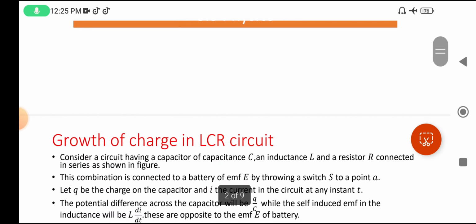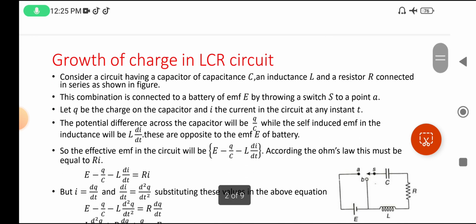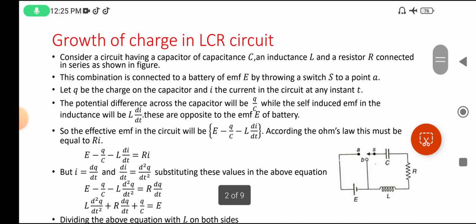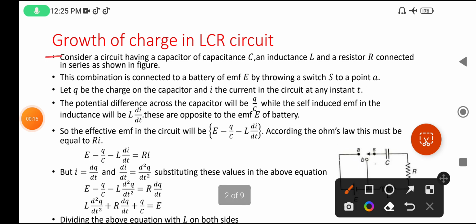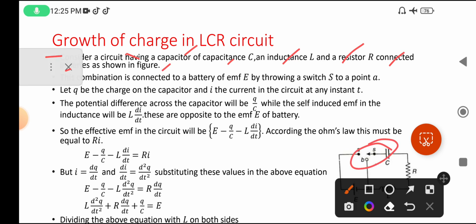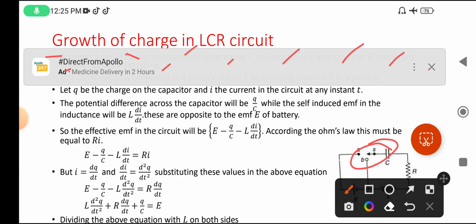Today's topic is growth of charge in LCR circuit. Consider a circuit having a capacitor of capacitance C, an inductance L, and a resistance R connected in series as shown in the figure. So here in the below figure, these are shown.